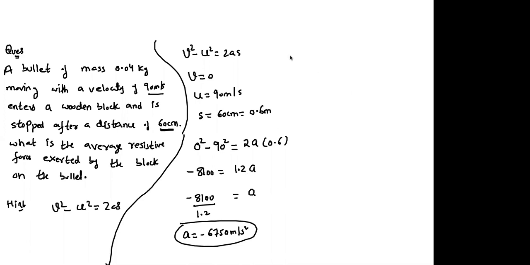Now if I calculate force, then force is mass into acceleration. So your force is mass, which is 0.04 kg, multiplied by acceleration, which is 6750. So the force here comes out to be, this acceleration is negative, minus 270.